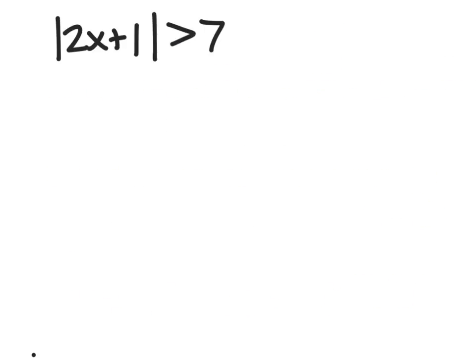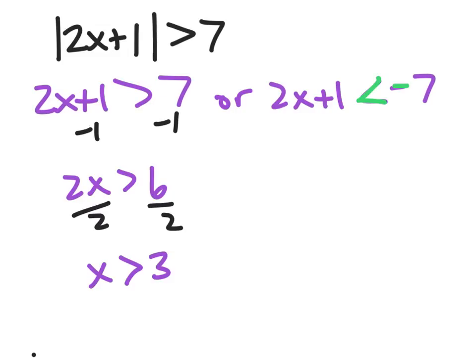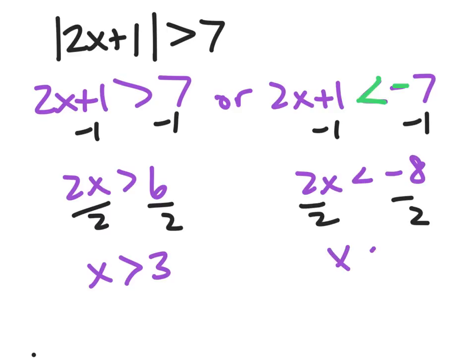So here, if we're looking at the absolute value of 2x plus 1 is greater than 7, I set up two inequalities. Either 2x plus 1 is indeed greater than 7, or 2x plus 1 is less than negative 7. Notice that both of these change. From here on out, it's just solving like normal. On the left side, we can just subtract 1 and then divide by 2 to get x is greater than 3, or after subtracting 1, we have 2x is less than negative 8, so we divide by 2, or x is less than negative 4.